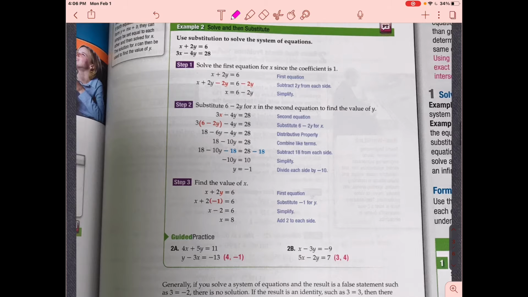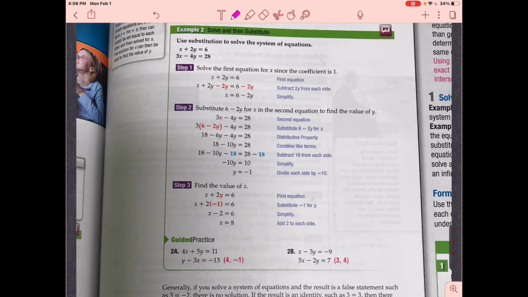In the second example, you can see that we don't have an equation solved for one of the variables. It says x plus 2y equals 6 and 3x minus 4y equals 28. And so what they're going to do is take this equation, x plus 2y equals 6, subtract 2y from both sides, and get x equals 6 minus 2y. So notice that we have x by itself. Since we have x by itself, we now know something that exactly equals x. 6 minus 2y is the same thing as x.